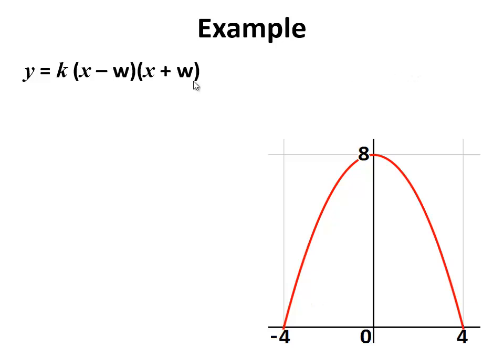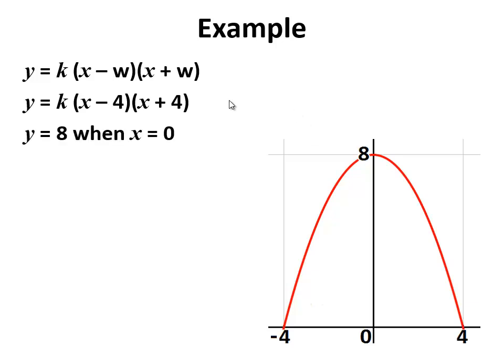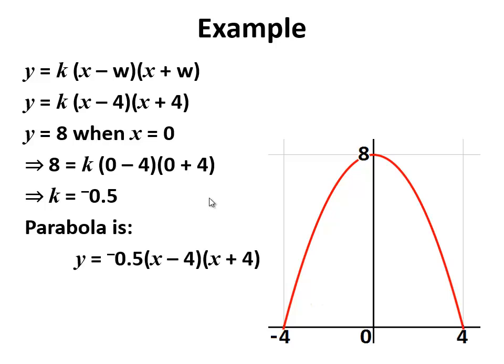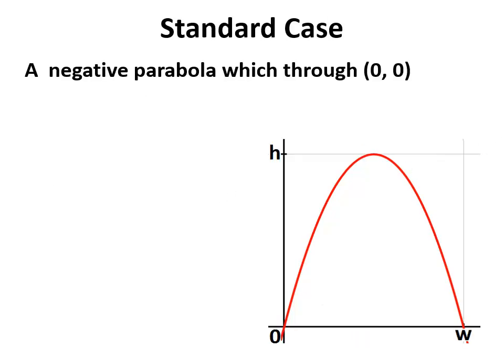Here's our general form. We know w and w, so we put them in. So now that's the form for any parabola that has intercepts at -4 and 4. But we know y is 8 when x is 0, so we substitute that into our formula. y is 8, x is 0, x is 0. So this bracket's -4, this is +4, makes that -16. We divide it to the other side, and our k is -1/2. So this is our parabola, -0.5 times (x minus 4) times (x plus 4). And basically, that's just what we do every time.